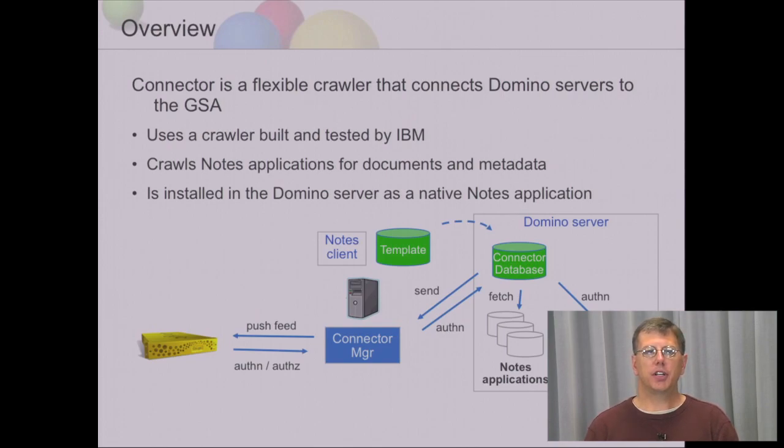To deploy the connector on that server, we're going to run the Windows installer. It will deploy the connector manager, and it will also install something called the database template for the connector. The database template is like a configuration or a schema for creating an instance of a database, and we will run the local Lotus Notes client to install that template into the Domino server and create the connector database.